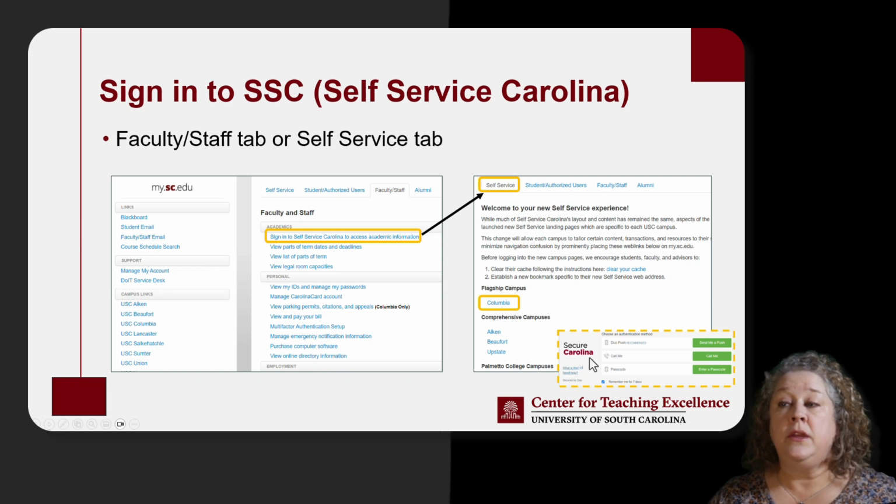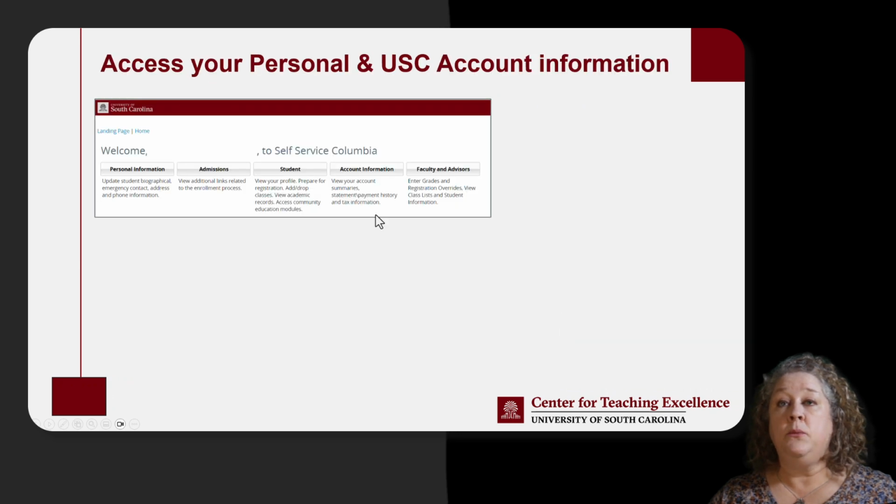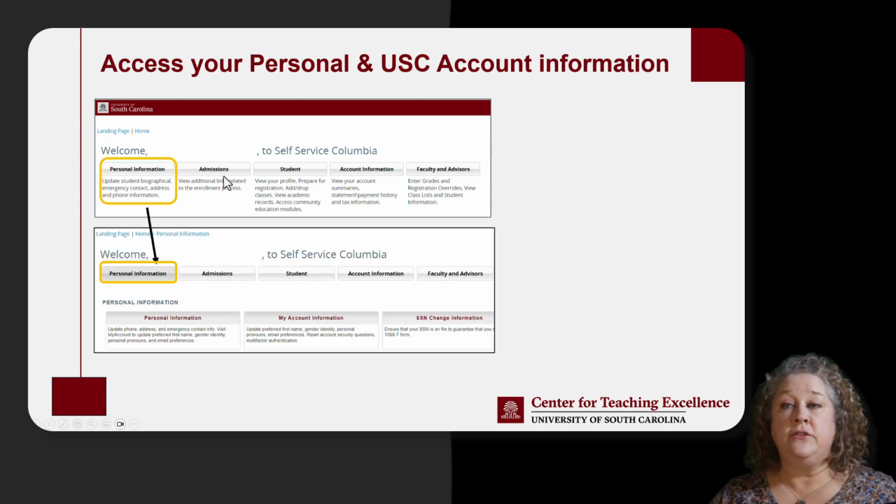When this happens, you will then be asked to sign in through your Duo authentication. If you have not set this up, you will need to have it set up in advance through the Division of Information Technology. Once you do that, when you select the push for it to be authenticated, it will then take you to my.sc.edu's self-service access point. Here you can see that there is personal information, admissions, account information, faculty and advisors. We will look at a couple of these, but let's look at the personal information first.